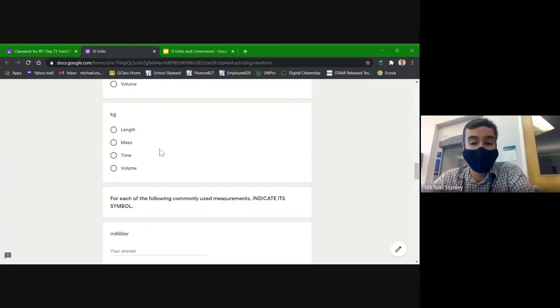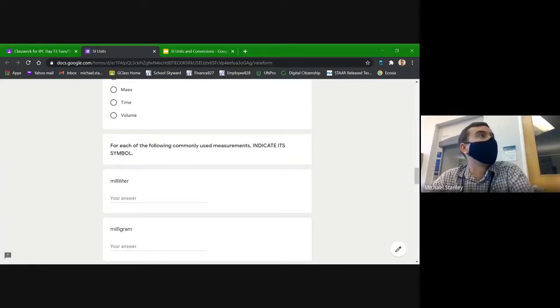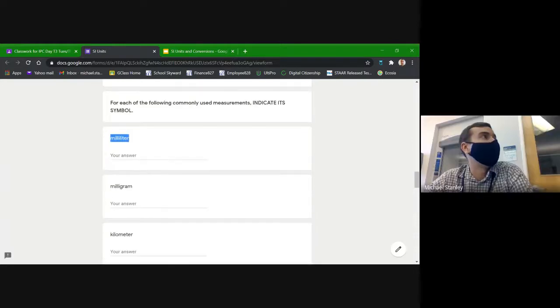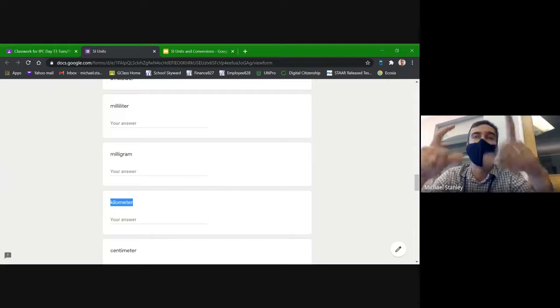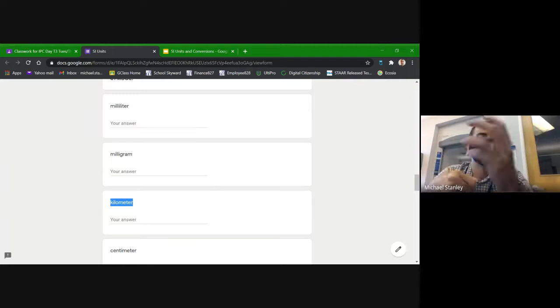And then for the next part, I'm going to list out the full name of the measurement, and I want you to tell me what symbol goes with it. The symbols were things like kg, L, mm, cm. So for milliliter or milligram or kilometer, what is the abbreviation? What's the one or two letter abbreviation that you would use to refer to kilogram or centimeter or liter, stuff like that?